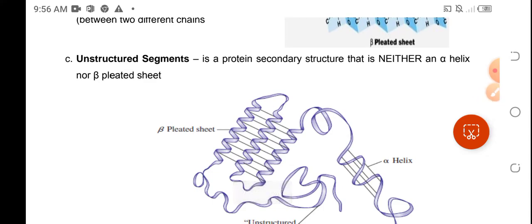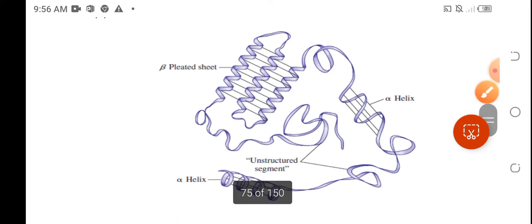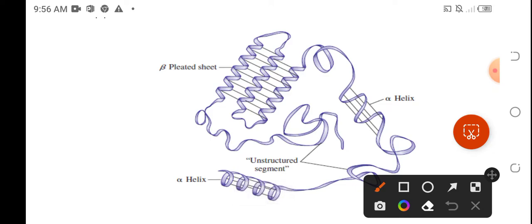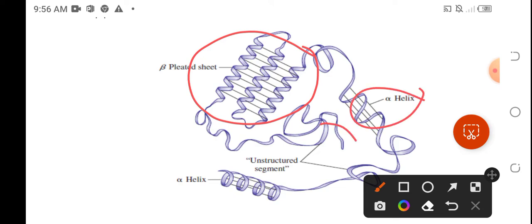This is neither helical or beta-pleated sheet. Okay, so sa isang chain ng protein, pwedeng meron tayong beta-pleated sheet, meron din tayong alpha helix, and meron din naman yung mga unstructured segments. Okay? So ito, meron ding alpha helix. So depende sa interactions ng kanilang mga molecules.